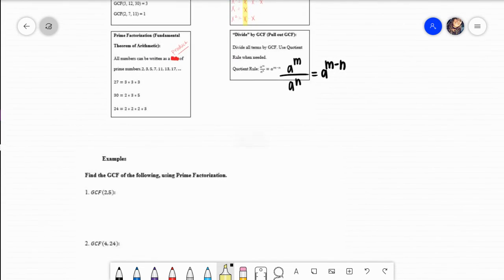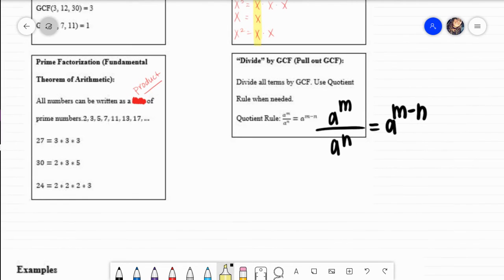So let's go bottom left. Whoop, getting away from me here. I had a typo, and I did not feel like copying and pasting again. So here we go. Prime factorization. Prime factorization is also known as the fundamental theorem of arithmetic. The fundamental theorem of arithmetic states that all numbers can be written as a product of prime numbers. So just a heads up here.